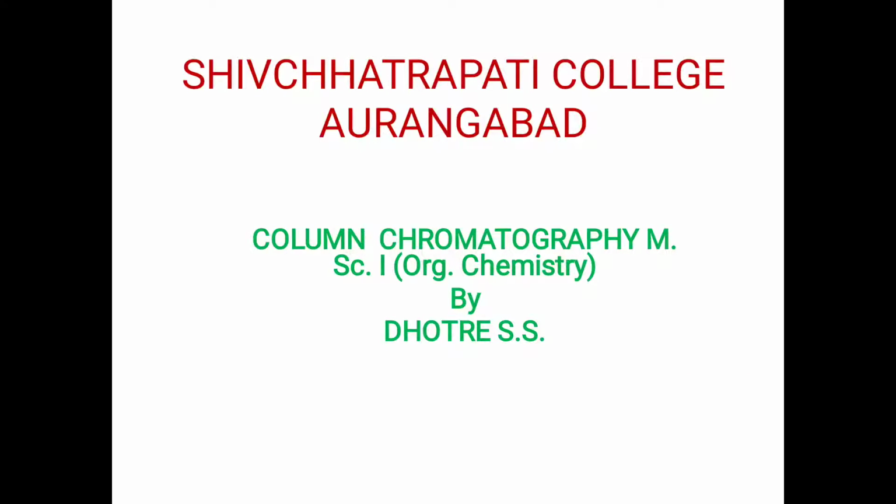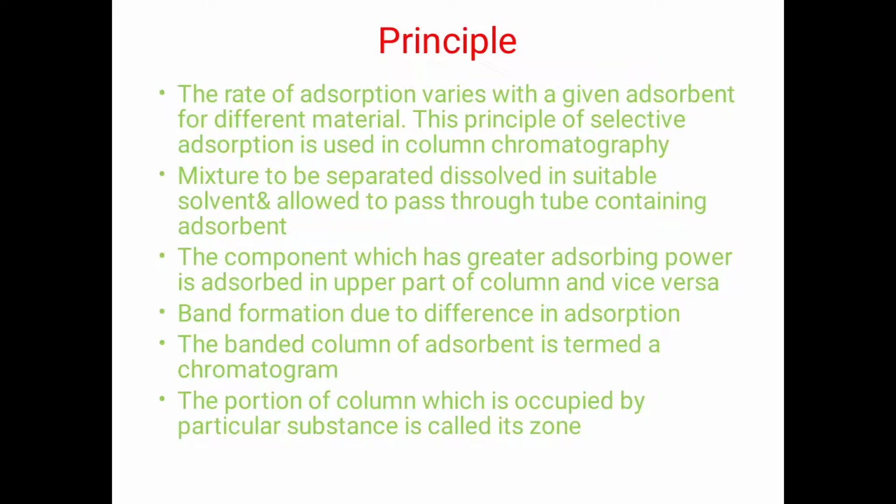The chromatographic column is a glass tube with a diameter of 40 to 45 mm and a length of 50 to 500 centimeters, with solid particles as the stationary phase. So let's see the principle of this adsorption chromatography.